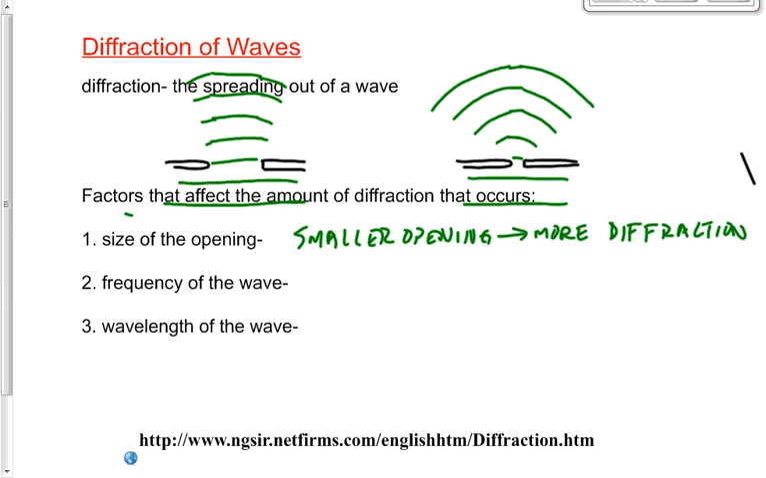When we have a really small opening, it's kind of like dropping a rock into the water. The smaller it is, the closer it is to being like a single rock being dropped into the water, and the closer you get to having a full circle of waves. So the smaller the opening, the more diffraction takes place. What about the frequency of the wave here?